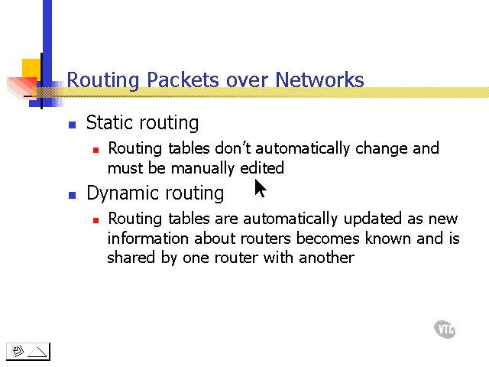This is only appropriate in a very small environment or in a very static environment where there aren't a lot of changes. Dynamic routing is where routing tables are automatically updated as new information about routers becomes known. And the information is shared by one router to another router.